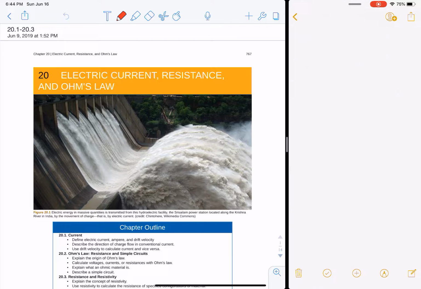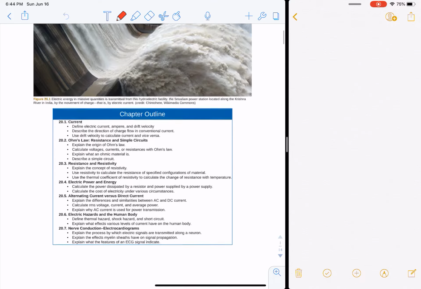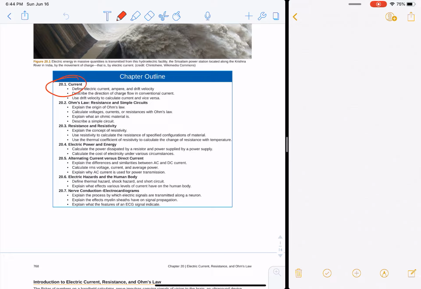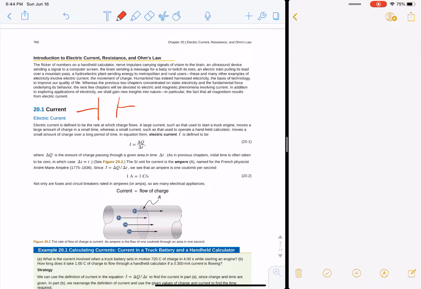Hello. Okay, we're going to do chapter 20. What we're going to talk about today is current, Ohm's law, and resistance. Current is the flow of electrons. We've been talking about capacitors and hooking them to a battery.